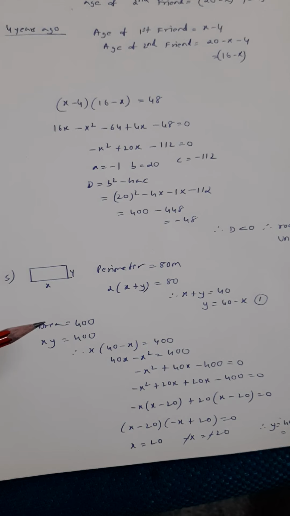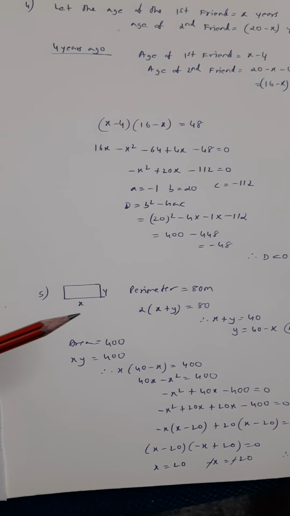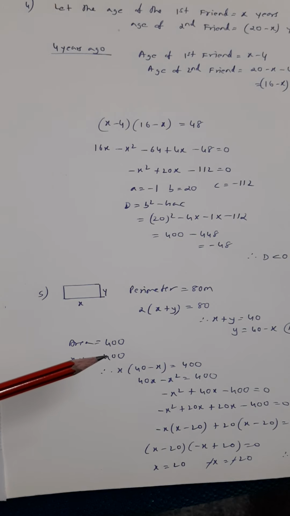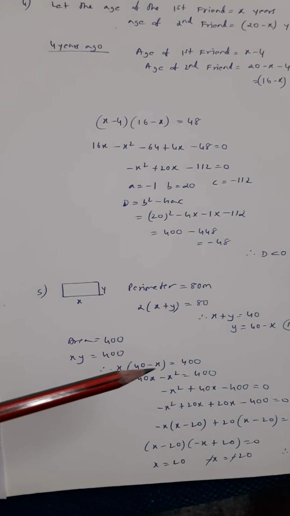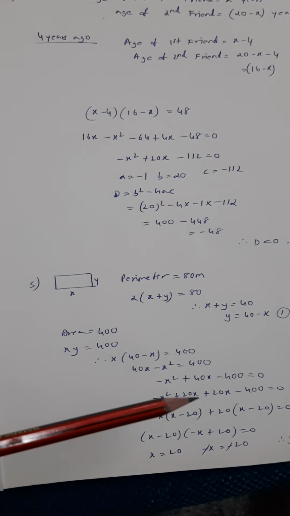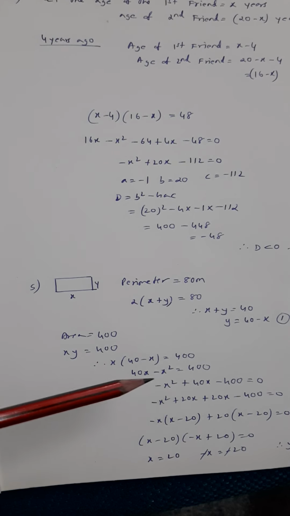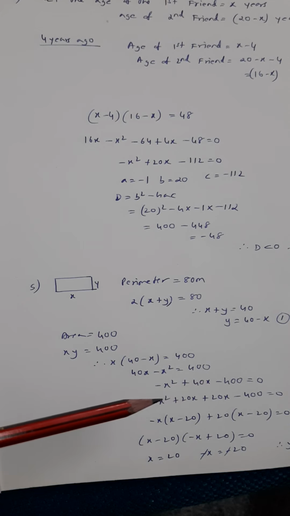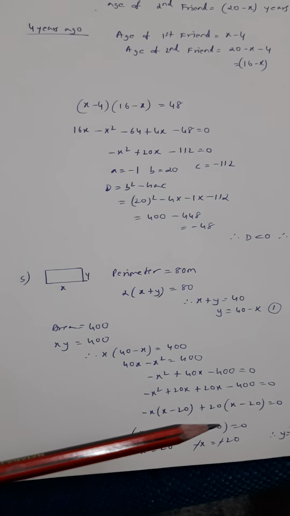Now it is given further that the area is 400. The area formula is L into B. According to the assumption that we have made, xy is 400. So x into, what is the value of y here? We have got 40 minus x, that I am putting here, equals 400. Open the brackets, so you get a quadratic, and then we split the middle term. When you add, you should get 40. When you multiply, you should get 400. So your factors are 20 and 20. When you solve this, you will get the value of x as 20.